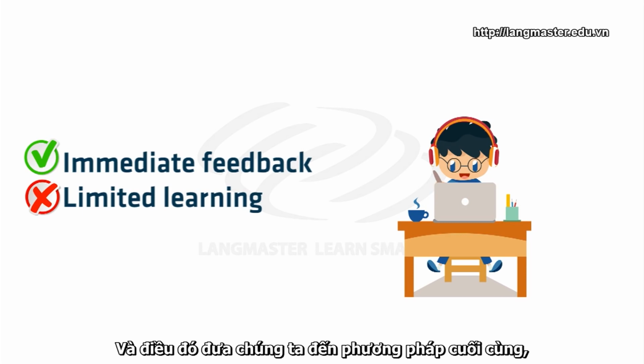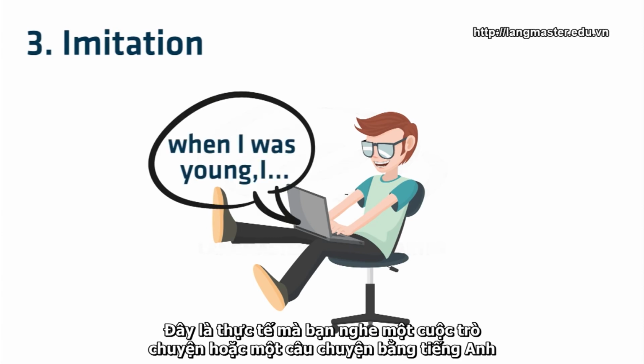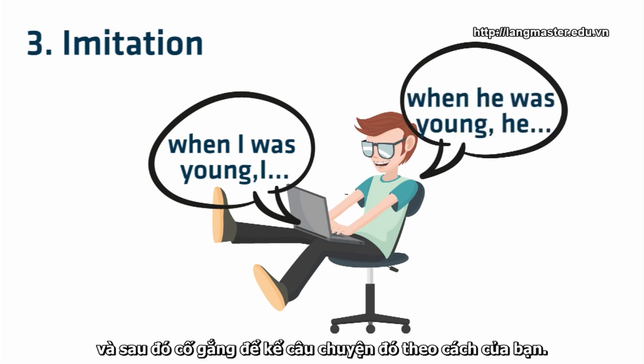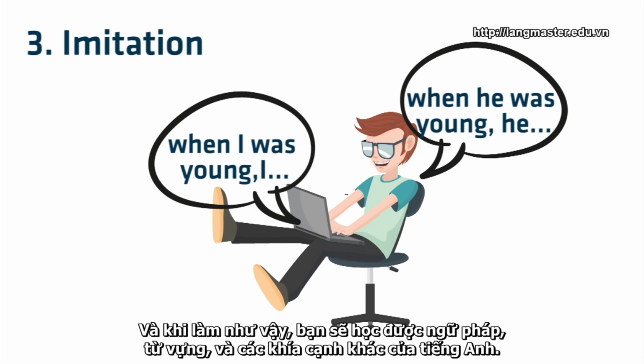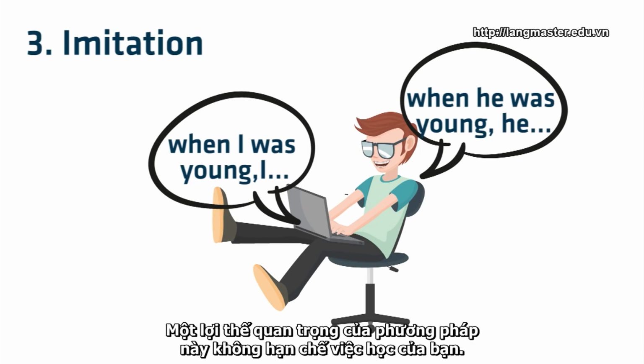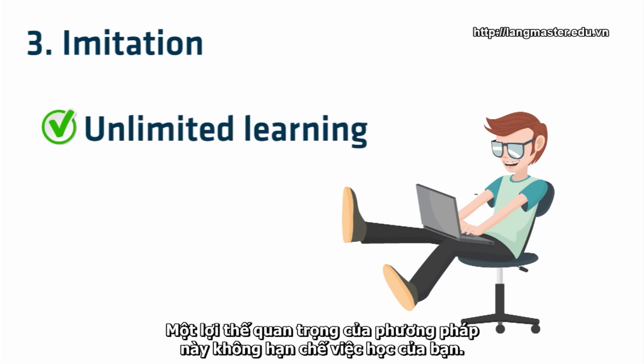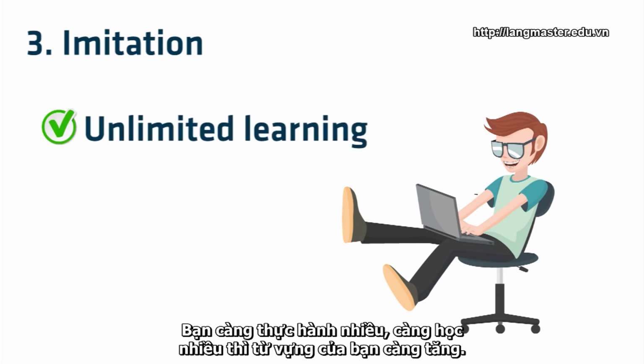And that brings us to the last method, which is called imitation. This is the practice where you listen to a conversation or a story in English and then try to tell that story in your own words. And by doing so, you get to learn grammar, vocabulary, and other aspects of English. This is a great method for intermediate and advanced speakers. A key advantage of this method is that there are virtually no limits to how much you can learn. The more you practice, the more you learn, and the larger your vocabulary.